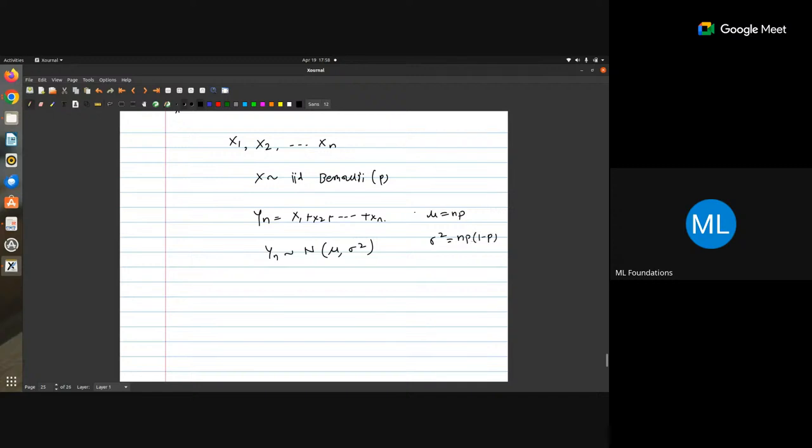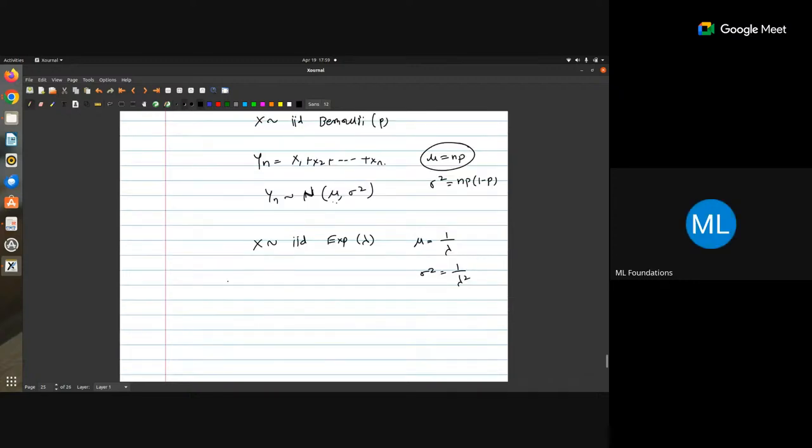So the sum will approximate a normal distribution with mean equal to N into P. Now suppose X is coming from an exponential. What is the mean of the exponential? 1 upon lambda. And the variance is 1 upon lambda squared. Let's say Yn is the sum of all these. What will be the distribution of Yn? It will become normal. So every distribution will approximate a normal distribution. And the mean is N by lambda? Sorry, sir, it is 1 upon lambda for each.